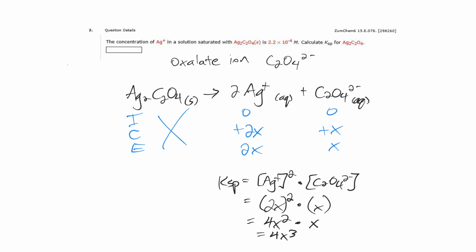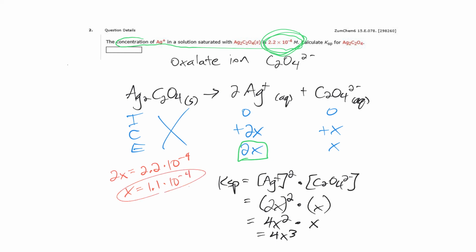Now, you might say, well, what's so hard about this? Well, read really carefully. They tell us that at equilibrium, the concentration of silver is this molarity, 2.2 times 10 to the negative fourth. Well, according to our ICE table, the concentration of silver is 2x. So 2x, the concentration of silver according to our ICE table, is equal to 2.2 times 10 to the negative fourth. And if you're curious what the value of x would be, just divide by 2: 1.1 times 10 to the negative fourth.